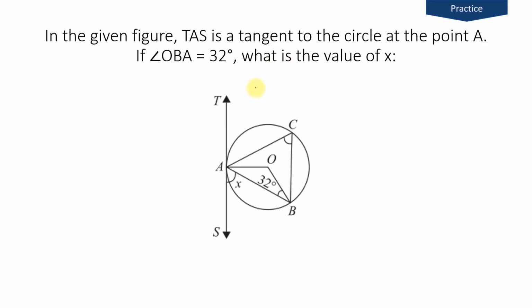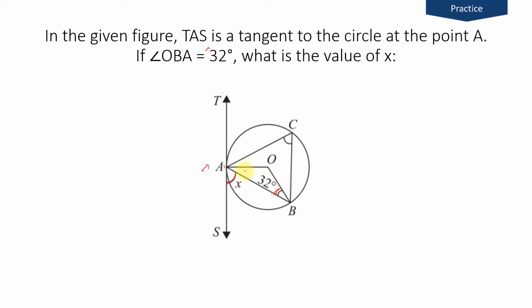Now here we have a circle again with center O, and on this circle a tangent is drawn, which is TAS. So it is touching the circle at point A. Angle OBA is given. OBA, this is 32 degrees. And we have to find the value of X, that is angle BAS.